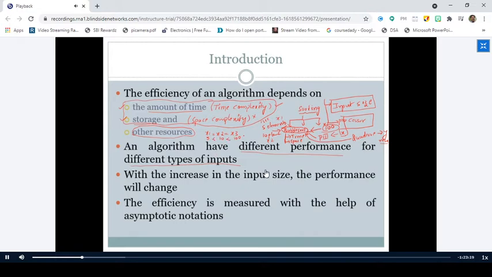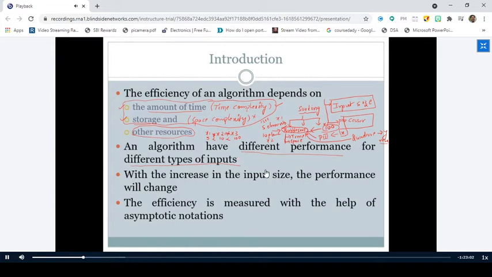That means the efficiency of the algorithm also depends on the type of input you are giving. It also depends on the size of input you are giving. This is what we should learn from this.